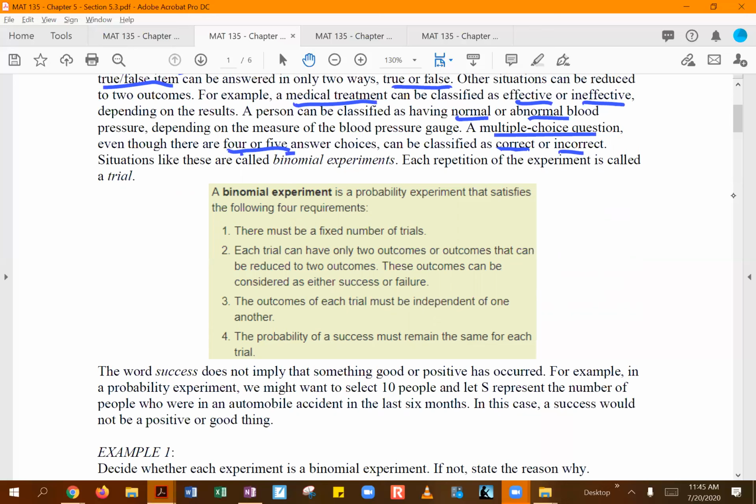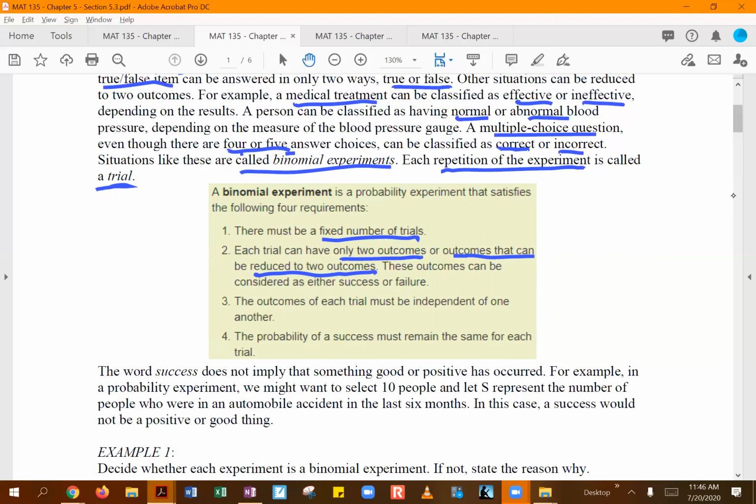So binomial experiments is what they're going to be talking about, and you'll see this in this little box over here. They're saying situations like these are called binomial experiments. Each repetition of the experiment is called a trial. So you should have a fixed number of trials: how many times you're going to be repeating that experiment should be a fixed number. Like I said, you should only have 2 outcomes, or at least be able to reduce it down to 2 outcomes.